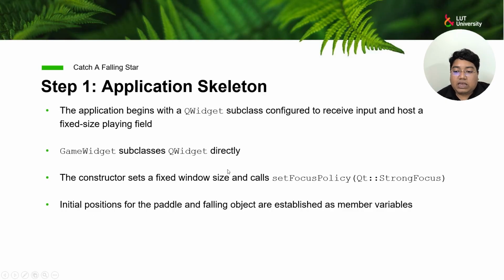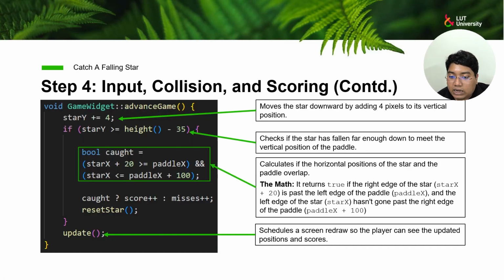Now, let's take a moment and take a closer look at what we did with the math. So here you can see that it calculates the horizontal position of the star and the paddle overlap. The math is explained here. I have created this slide for you so that you clearly see what's going on.